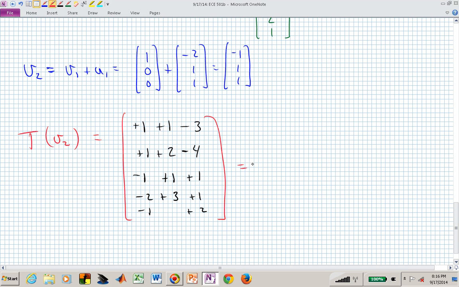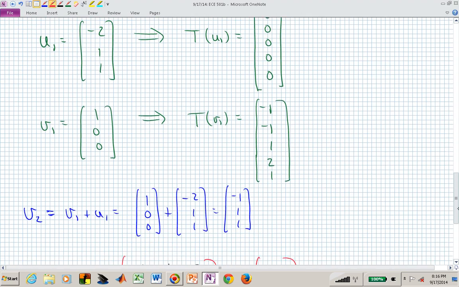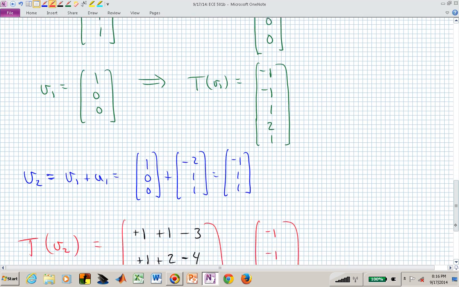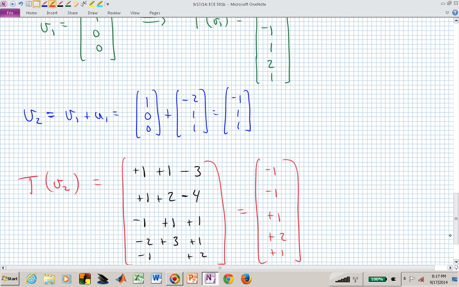We can now use our expertise in addition and subtraction and find that that maps to minus 1, minus 1, plus 1, plus 2, and plus 1. And that particular result is identical to what V1 mapped into in R5, minus 1, minus 1, 1, 2, 1.